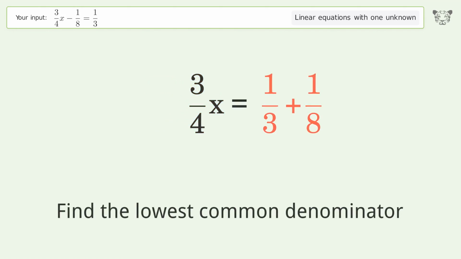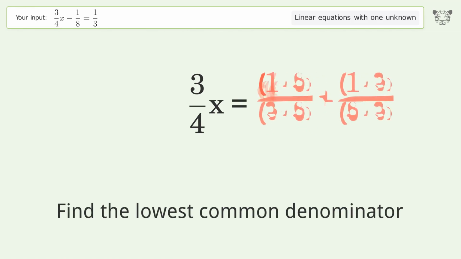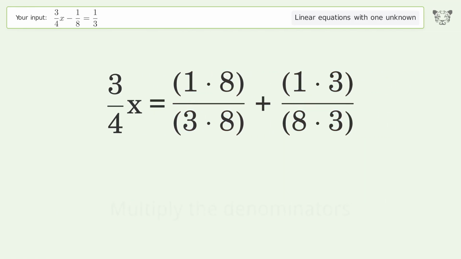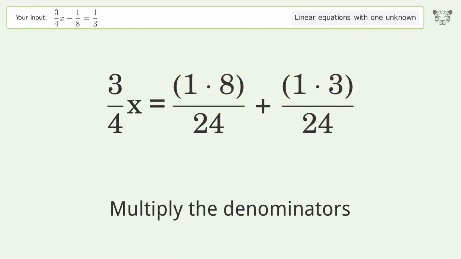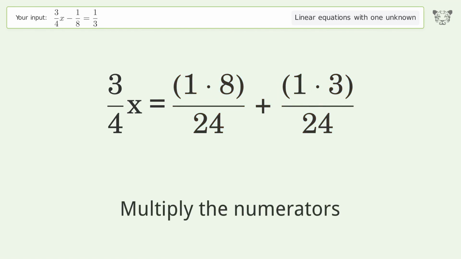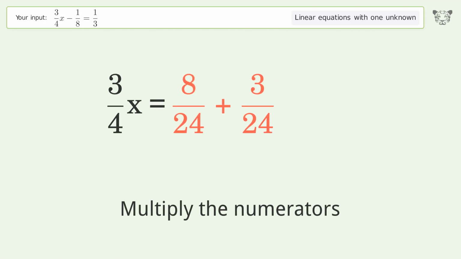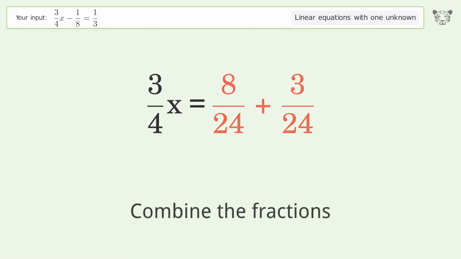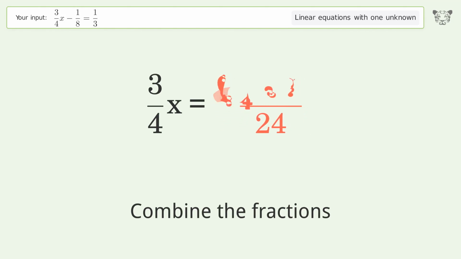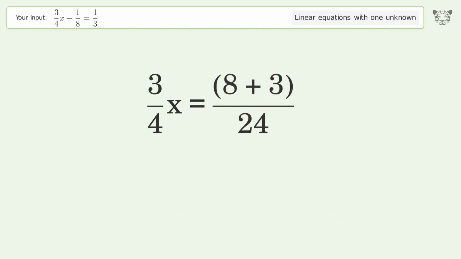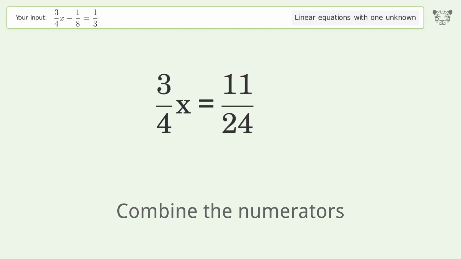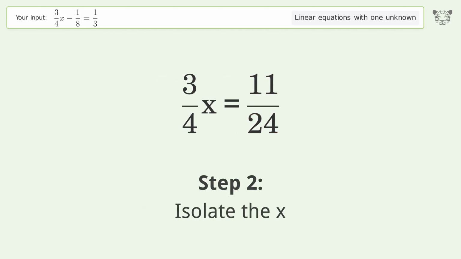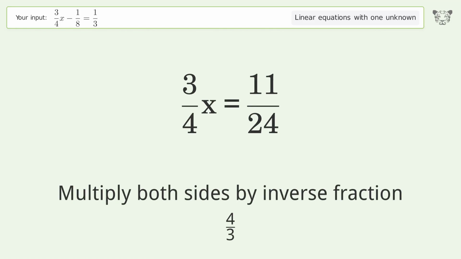Find the lowest common denominator. Multiply the denominators. Multiply the numerators. Combine the fractions. Combine the numerators. Isolate the x. Multiply both sides by inverse fraction 4 over 3.